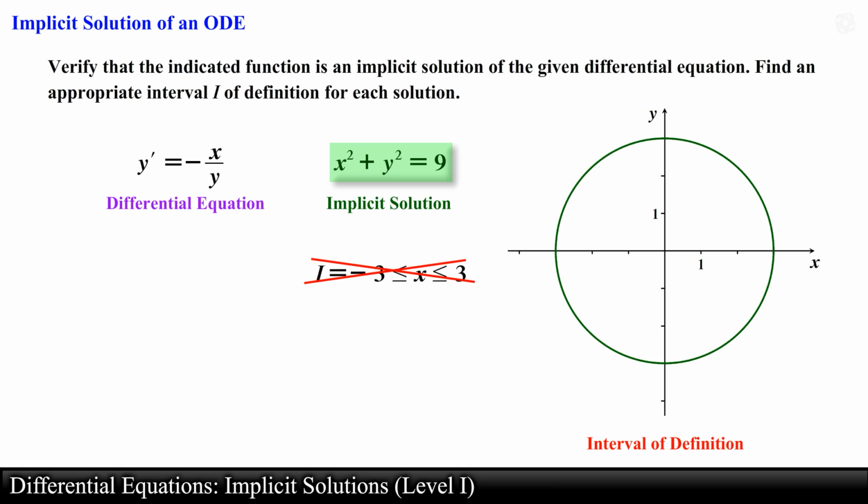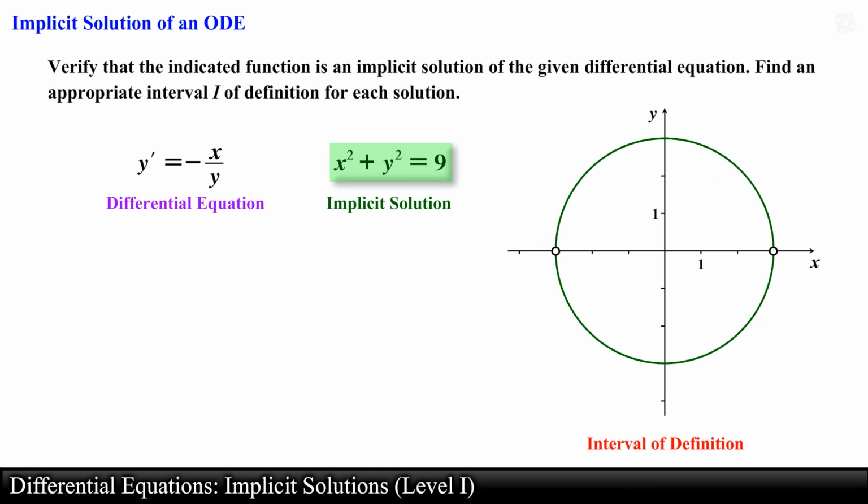Recall that a solution to a differential equation has to be differentiable on the given interval I of definition. Notice that this function would not be differentiable at x equals negative 3 and x equals positive 3, because the tangent line at these points will be vertical and therefore undefined, meaning the implicit function is not differentiable at these points. As a result, we will need to label these points with open circles.